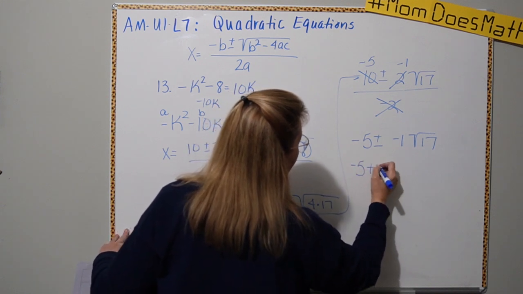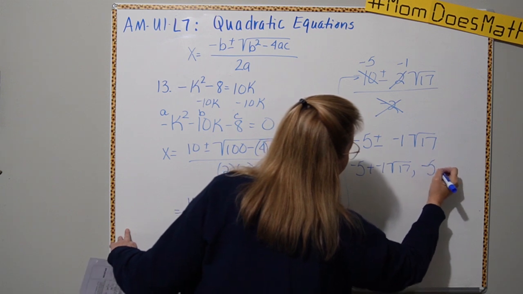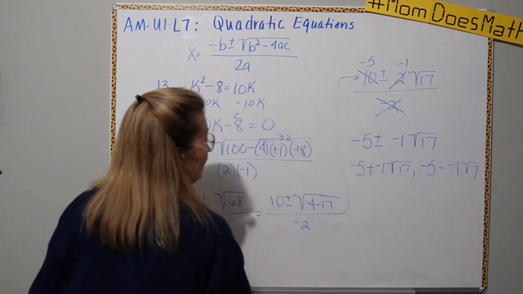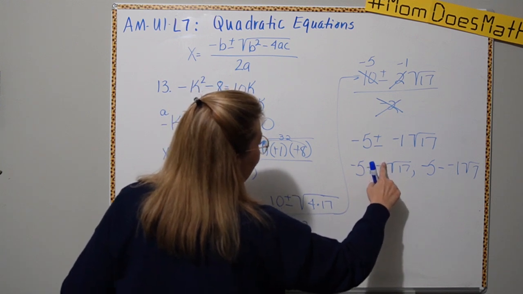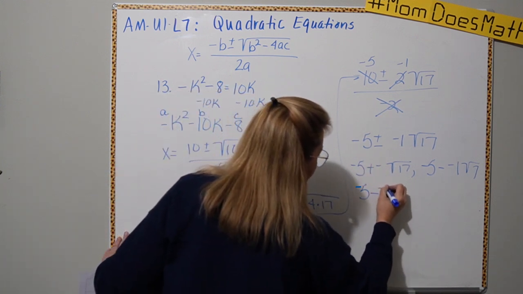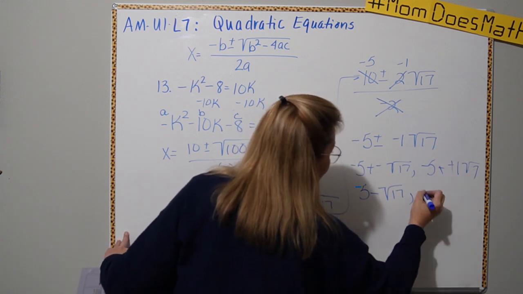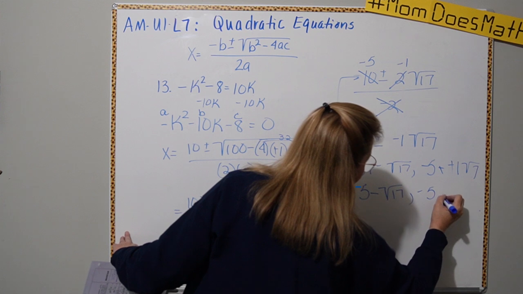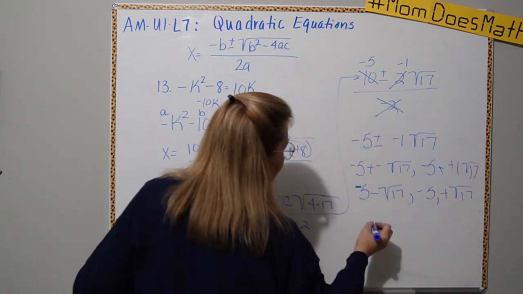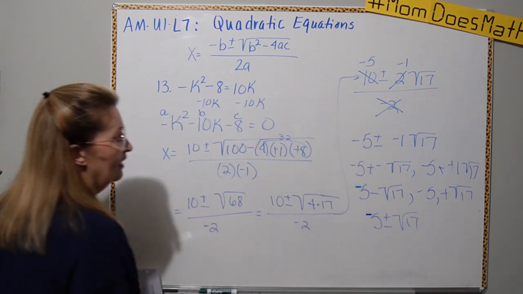Negative 5 plus negative 1 square root of 17, and negative 5 minus negative 1 square root of 17. So I don't really need the 1. Plus a negative is just minus. And here, minus a negative makes positive. So I have negative 5 plus square root of 17. So yes, I could put them back together if I wanted to, just like that.